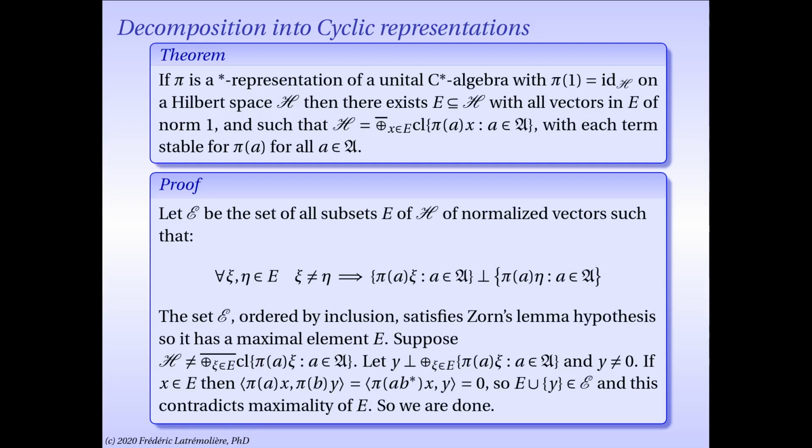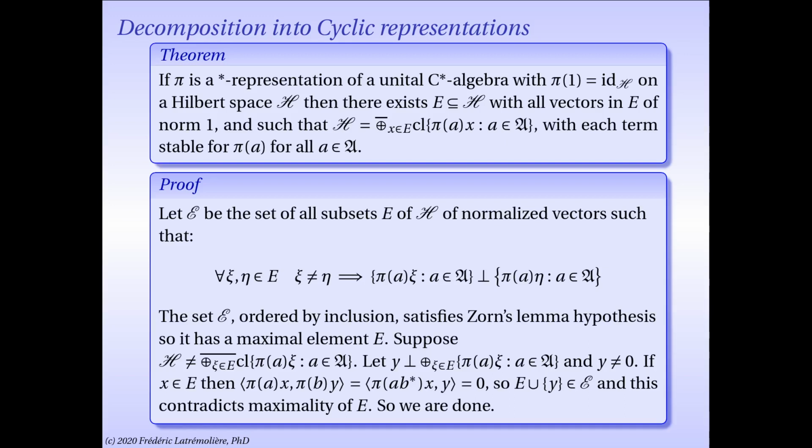It's ordered by inclusion, and it's fairly easy to check that it satisfies the hypothesis of Zorn's lemma. Indeed, if you take a linearly ordered collection of such subsets, the upper bound is obtained by simply taking the union. Therefore, script E has a maximal element. Let's call that maximal element E again. It has the property listed in the displayed equation. Let's suppose that the Hilbert space H is not equal to the sum, for all the X's in E, of these subspaces that we have arranged to be orthogonal by definition of E. Well, that means that there must be some vector that is orthogonal to that direct sum and is non-zero.